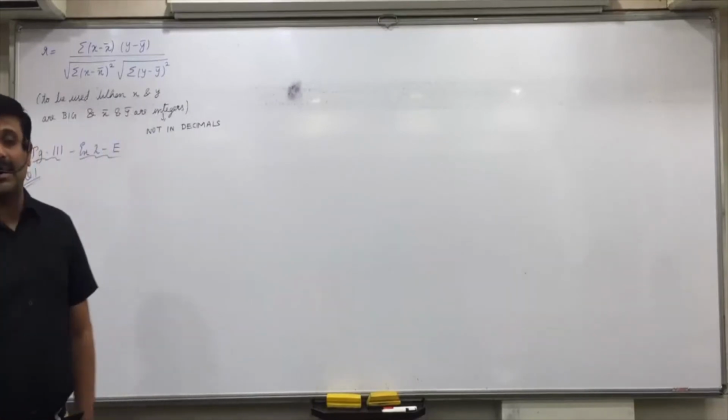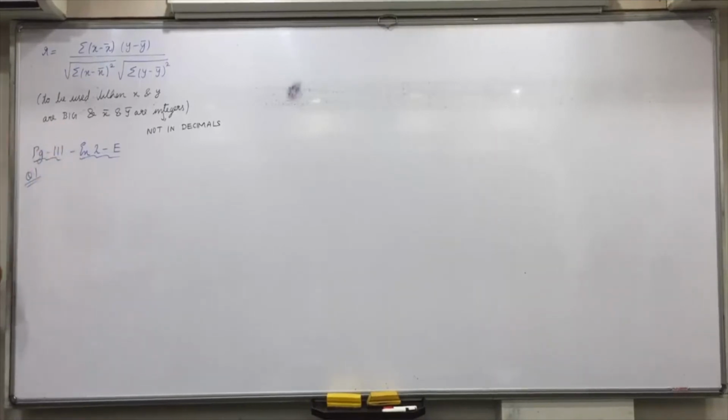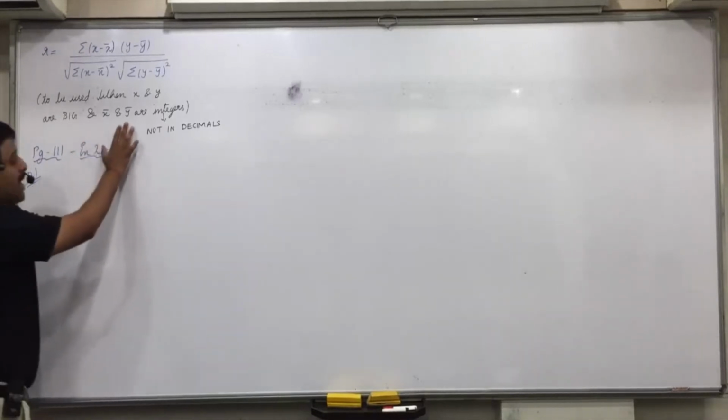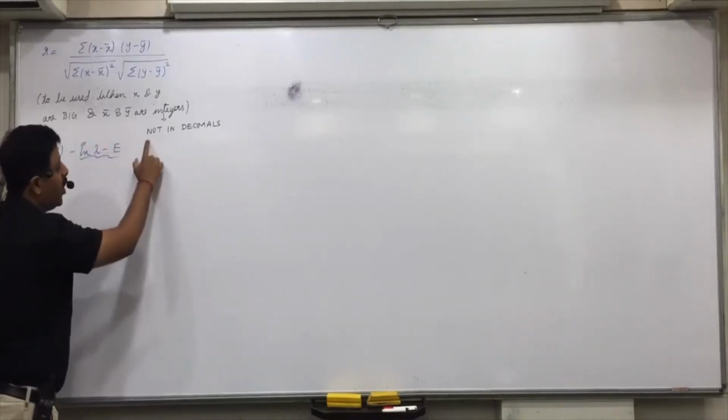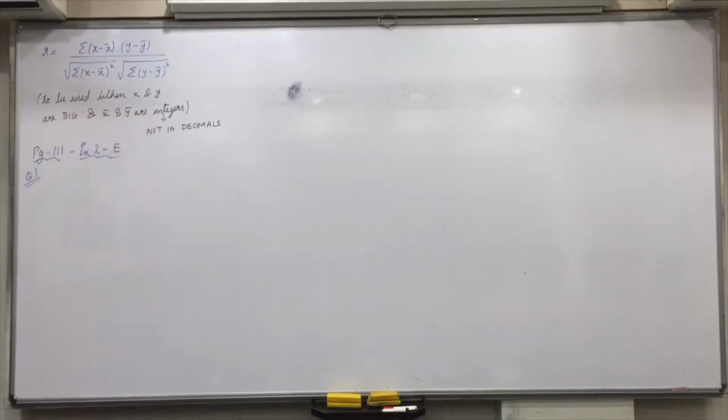First of all, when x and y values are big, meaning the majority of them are more than 20. Yesterday we discussed small means less than 20. And secondly, whenever values are big, the very first thing we will do in the question is find x bar and y bar. If they don't come in decimals, then only we will use this formula.